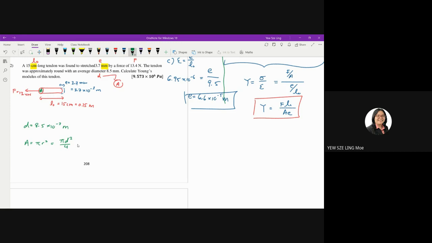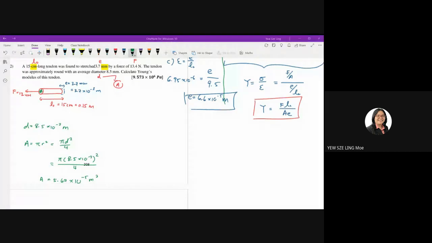So now I'm going to calculate the area first. So it is equal to pi, and then d, I have 8.5 times 10 to the power of negative 3, squared, over 4. So area is equal to 5.67 times 10 to the power of negative 5 meter squared. So that is the area. Okay. So yeah, any questions?